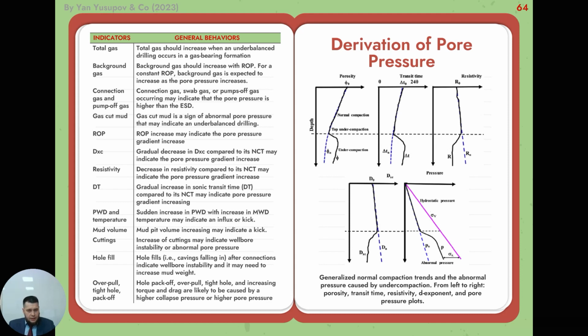ROP, the rate of penetration, also increases where we have an anomaly of high pore pressure. Other indicators are the d exponent, pressure while drilling and temperature, mud volume, and increased cuttings in the case of instability from abnormal pore pressure: hole fill, overpulls, tight holes, pack holes, etc. The drilling events and trouble plots we will consider in future lectures.